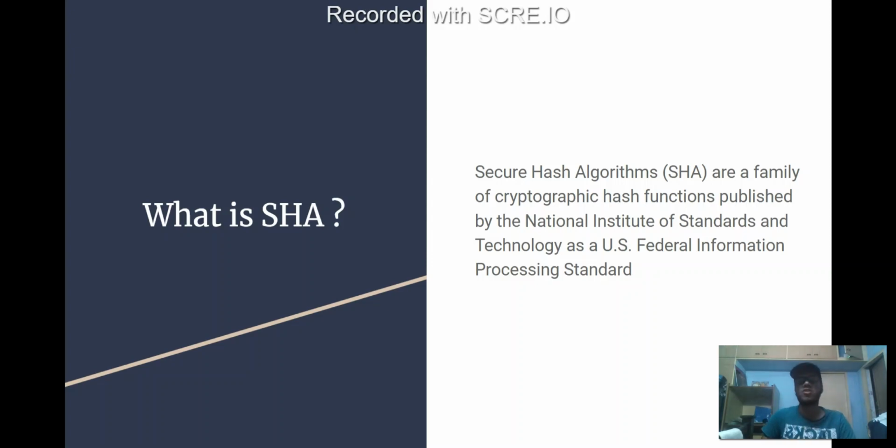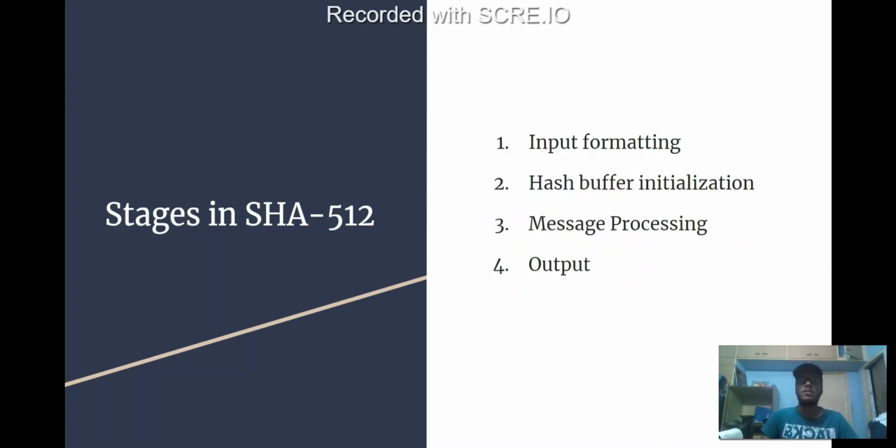Coming to SHA-2. SHA-2 is broadly divided into SHA-256 and SHA-512. Now we are going to look into SHA-512. To hash a message with the SHA-512 algorithm, we need to follow four steps. The first step is input formatting, followed by hash buffer initialization, then message processing, and delivering the output.